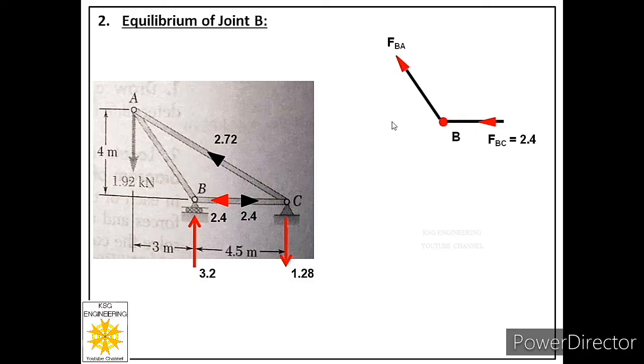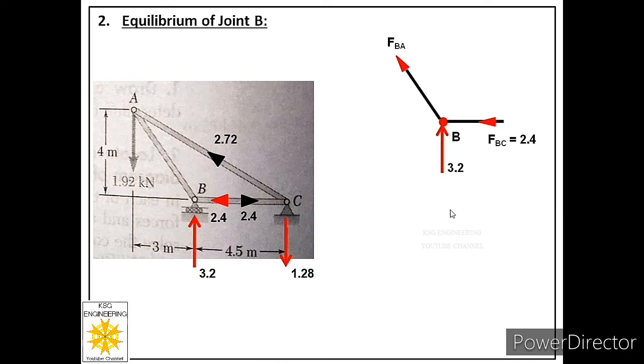Now after that we see, is there any external force acting at joint B? No, there is no external force acting at joint B. Then we see, is there any reaction acting at joint B? Yes, there is one reaction acting at joint B. It is acting in the upward direction and it is of 3.2 in magnitude. So let us show that reaction at joint B.